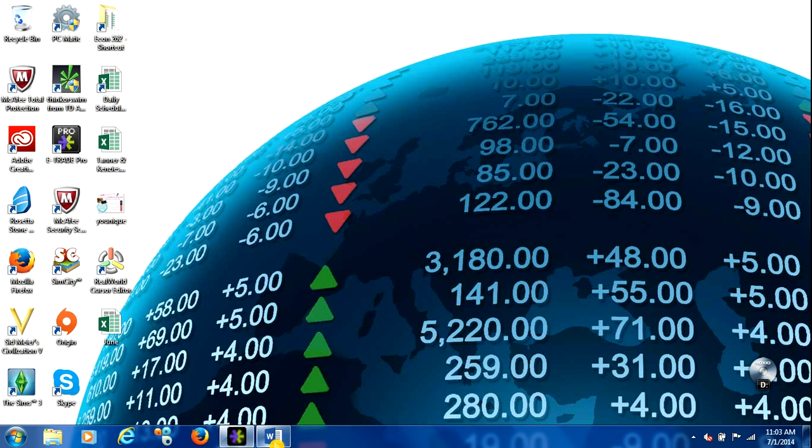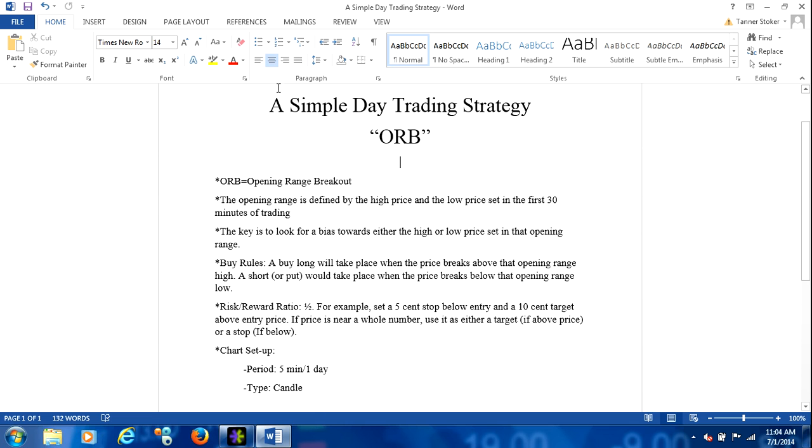So to make things easier, I've started off by just creating a Word document here, going over an outline of the strategy, some of the chart setup, and the risk to reward ratio. So if you want to take any notes that you can keep next to you as you're trying to utilize this play, these would be the things to take down.